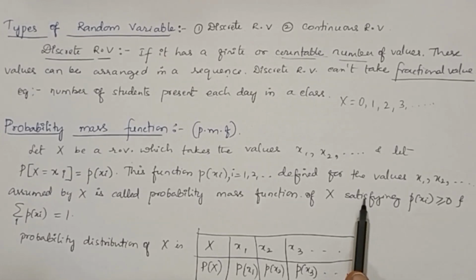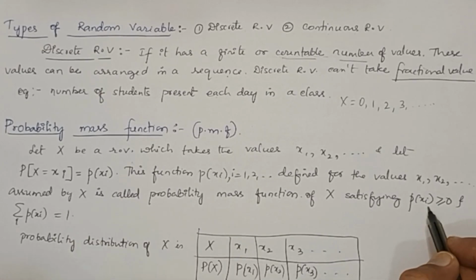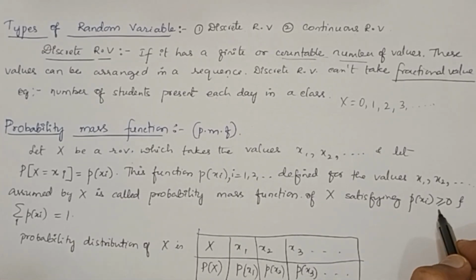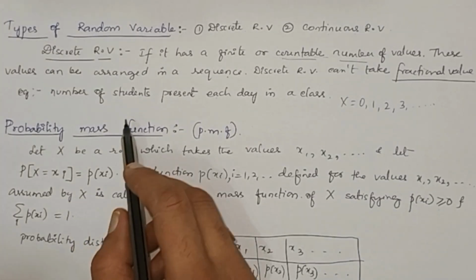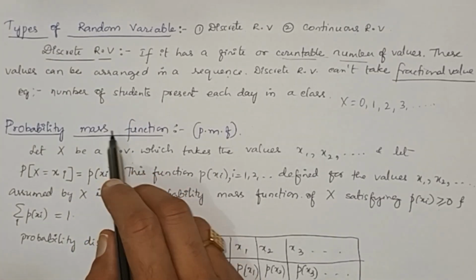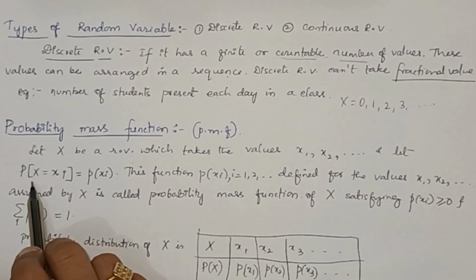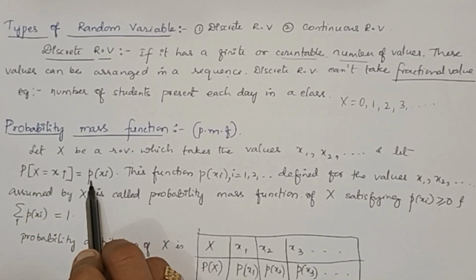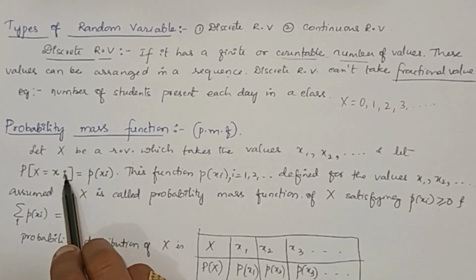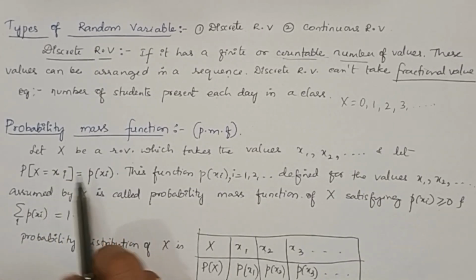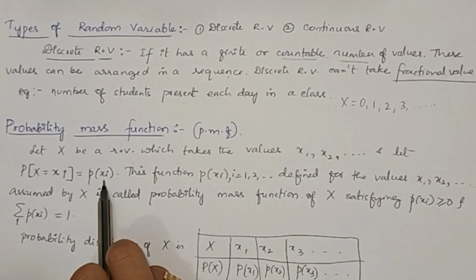The conditions for a valid probability mass function are that each value of the probability should be greater than or equal to 0, and the sum of all the probabilities must be equal to 1. When you add all the values of the probabilities, you have to get the value 1. Such a function is called a probability mass function. See, P(X = xi), or small p(xi), means the probability at xi, where xi is the value of the random variable, denoted as p(xi) or pi.